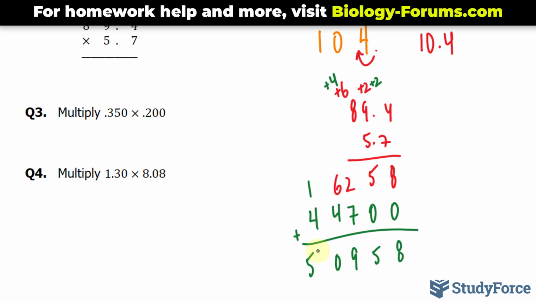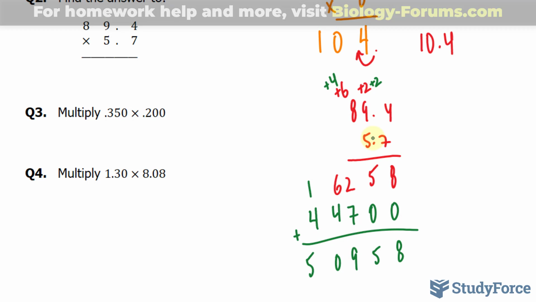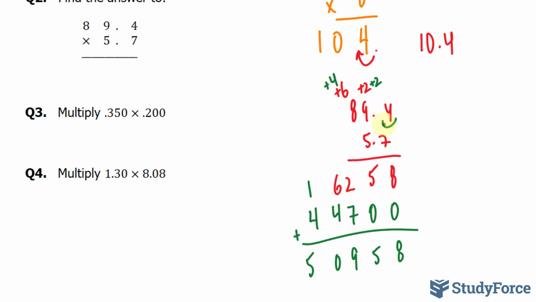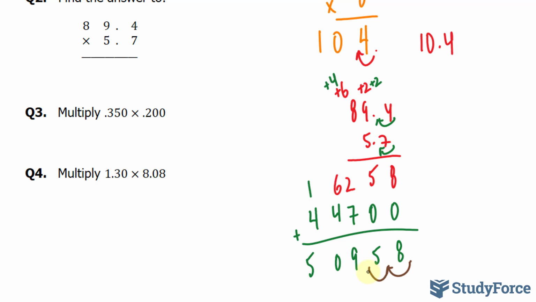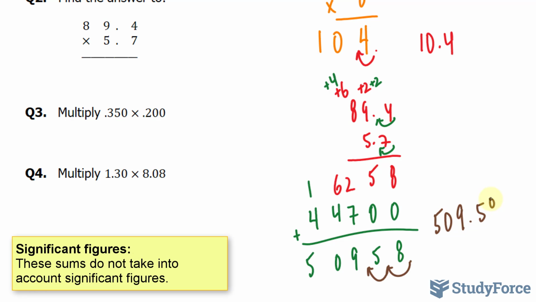Now we have to account for the decimal. In this number we have 89.4, so it's been moved once from the right. And this one is 5.7. It's been moved once as well. That accounts for 2 decimal shifts. So starting from over here, we'll shift the decimal twice. Our final answer is 509.58. Let's move on to question 3.